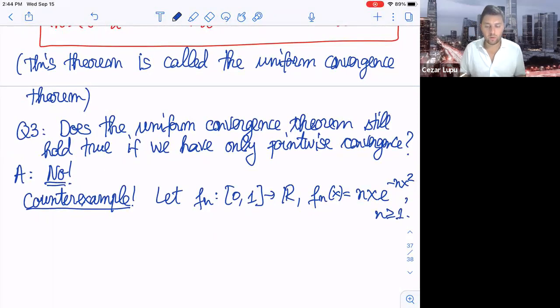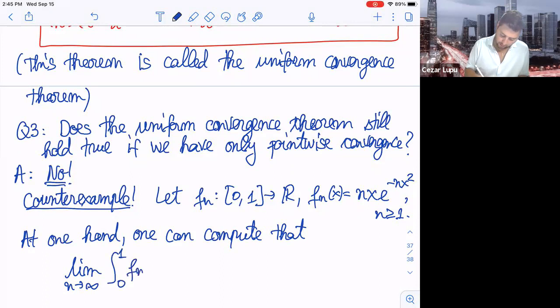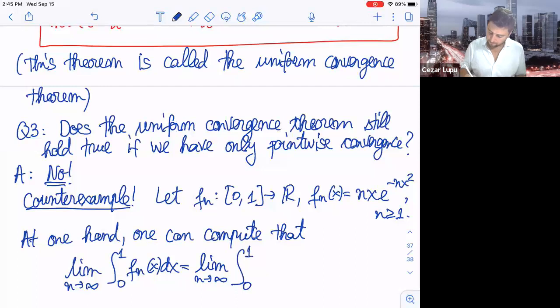All right. So one can compute the limit. On one hand, one can compute that the limit of the integral, so the limit as n approaches infinity of the integral from 0 to 1 of f_n of x dx. So once we deal with this, this would be the limit of the integral from 0 to 1 of nx e to the negative nx squared dx.